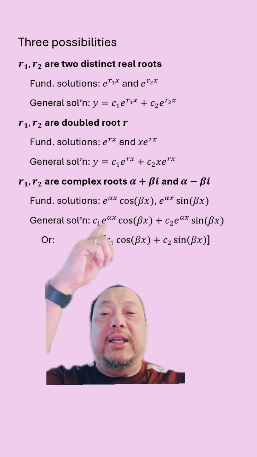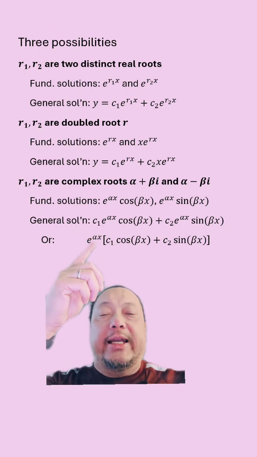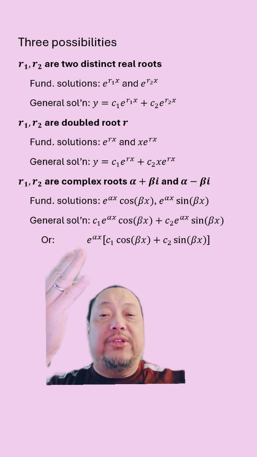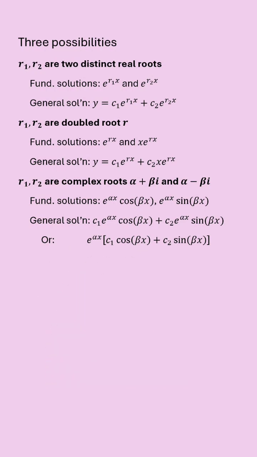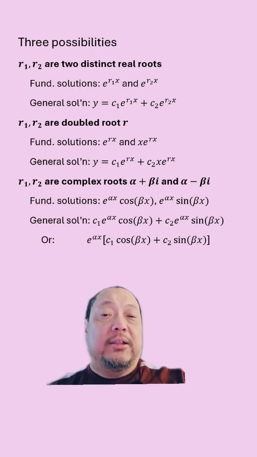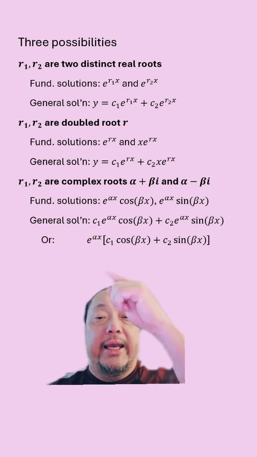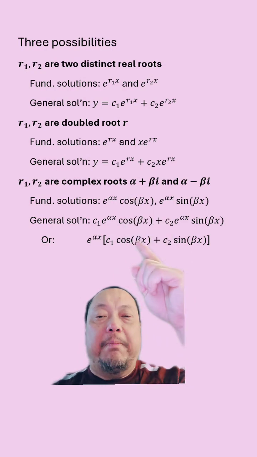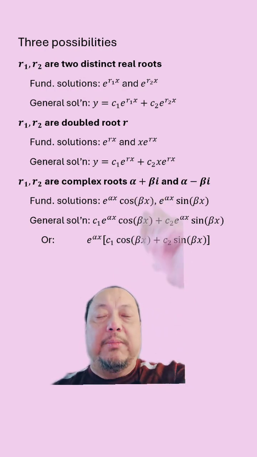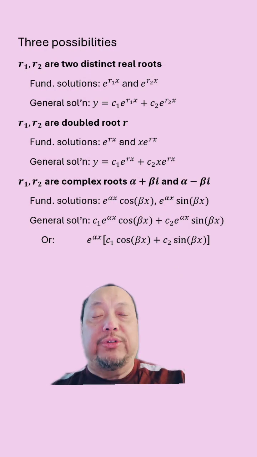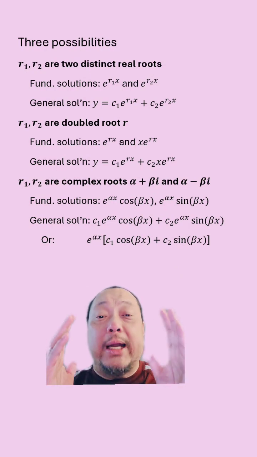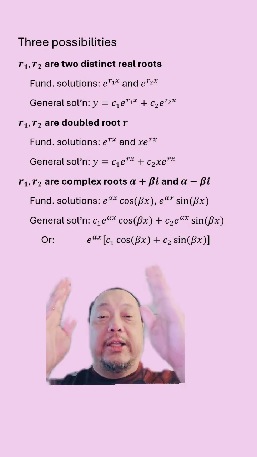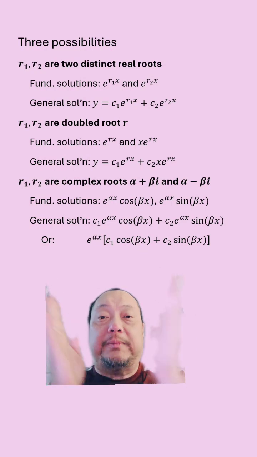Or you could factor out the e to the alpha x, and you end up with e to the alpha x on the outside and a linear combination of the cosine and sine on the inside. And again, the alpha is the real part of the complex root and the beta is the imaginary part of the complex root. If you want a one-page summary for this whole topic, this is the page.